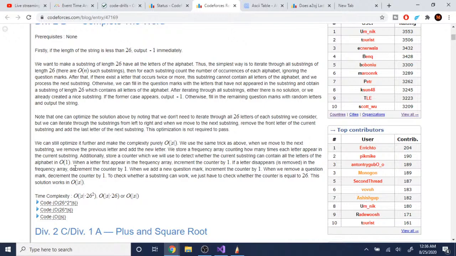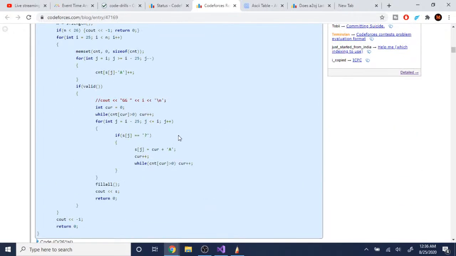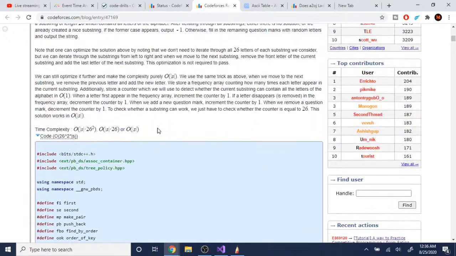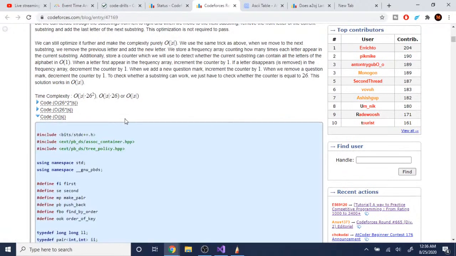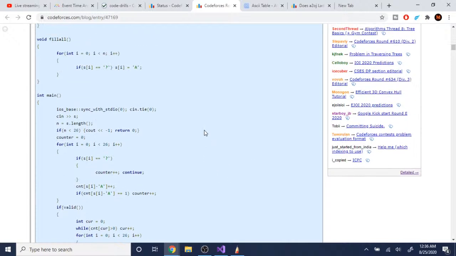Huh. I don't know. Let's see. Let's look at their O of S solution. Okay.